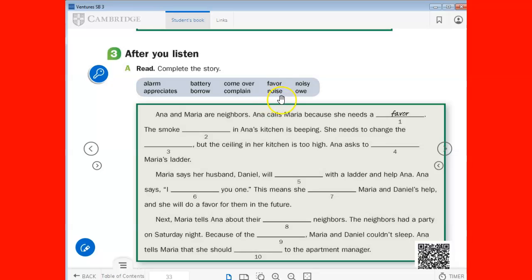Noise. Noise could be any sound that's loud. Noisy. It's the same idea. It's the same word. Noise is a noun, a thing. Noisy is an adverb. Or is it? No, noisy, a noisy neighborhood. It would be an adjective. Yeah, describing something.